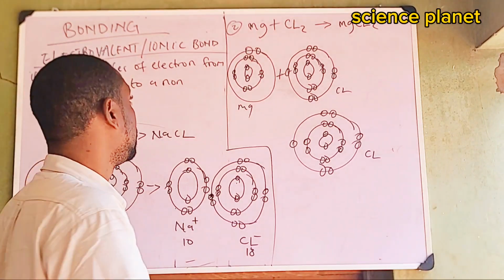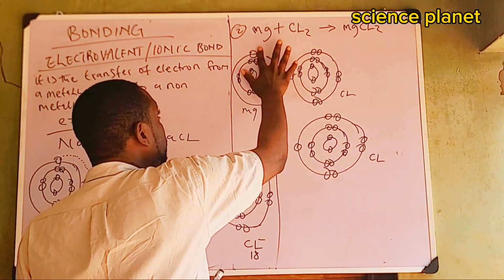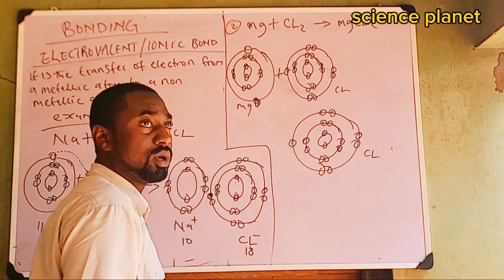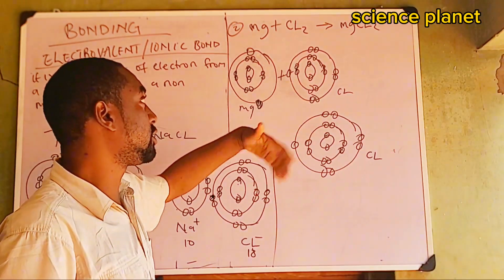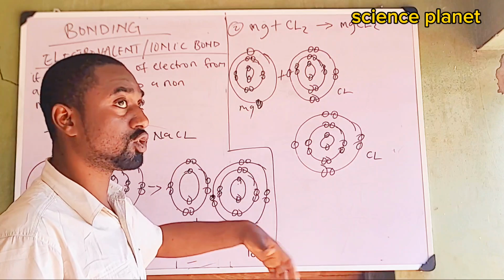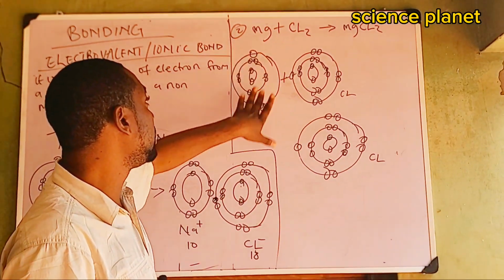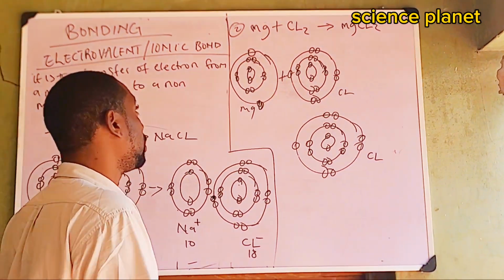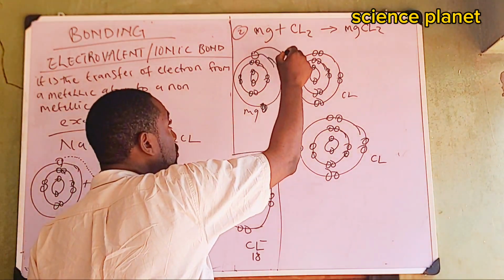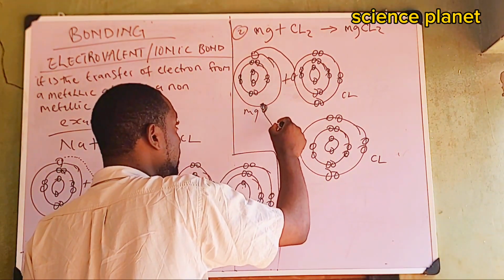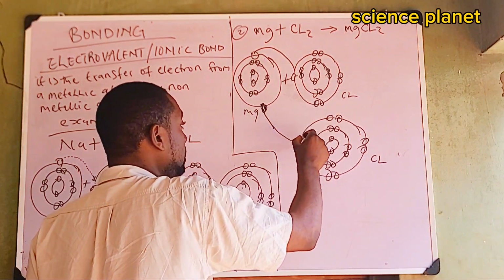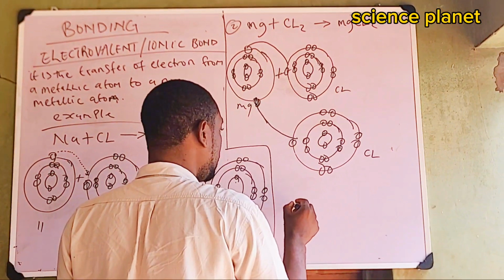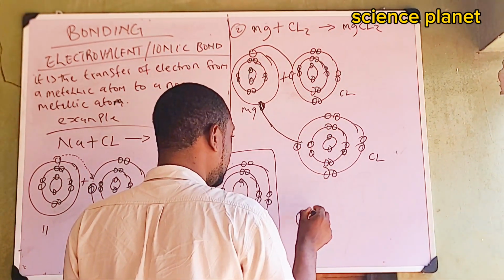So what happens here? Chlorine needs 1 electron to complete 8. This chlorine also needs 1 electron to complete 8. Magnesium needs to donate these 2 electrons to reduce to octet stability. So magnesium will donate to this chlorine, and it will also donate to this other chlorine. Altogether, magnesium will now be reduced to 10.